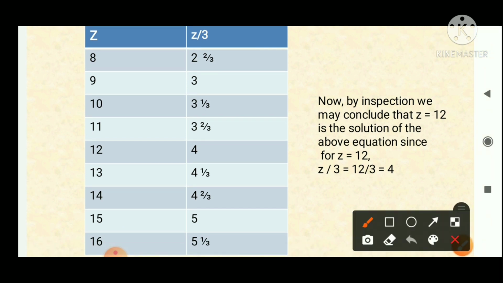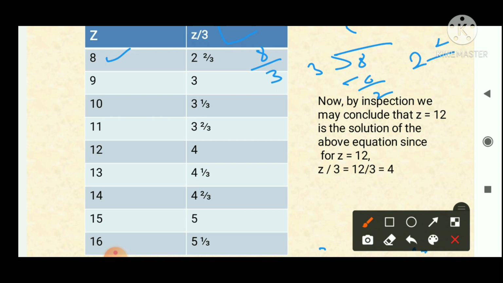So look here student, the left hand side of the equation is z upon 3. Here the value of variable z is 8. If we divide 8 by 3, 3 2s are 6. So we get quotient 2. We write 2 at whole number place, remainder 2 we write at numerator place, and divisor 3 we write as denominator. So we get 2 upon 3. That is the solution.